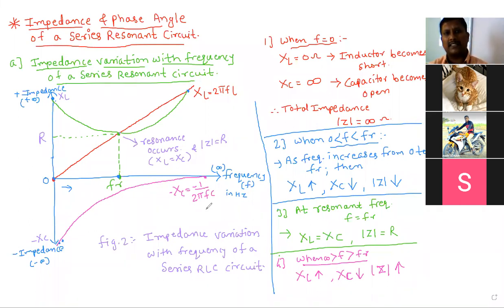So the B part is what? Phase angle variation with respect to frequency, that we can discuss in the next lecture.